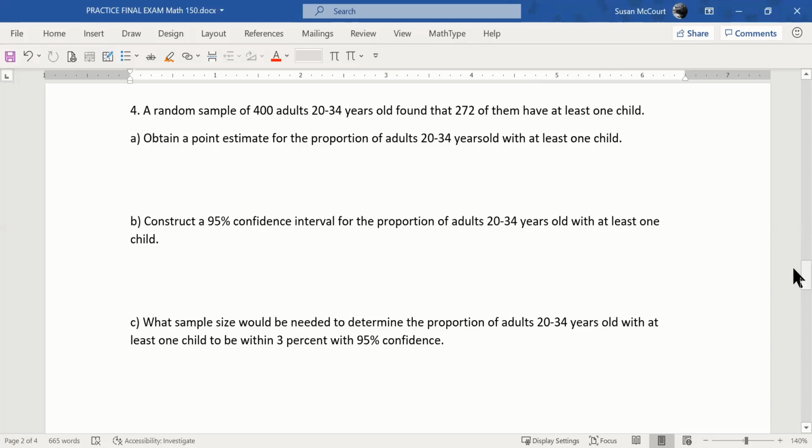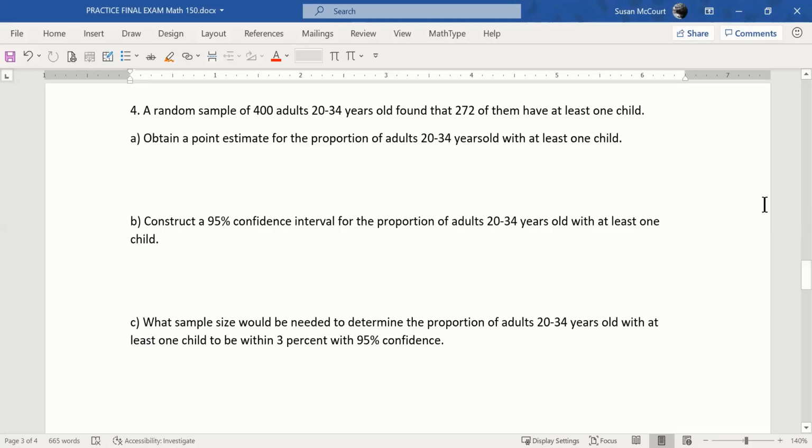So a random sample of 400 adults 20 to 34 years old found that 272 of them have at least one child. Obtain a point estimate for the proportion of adults 20 to 34 years old with at least one child. Construct a 95% confidence interval for the proportion of adults 20 to 34 years old with at least one child. What sample size would be needed to determine the proportion of adults 20 to 34 years old with at least one child to be within 3% with 95% confidence?